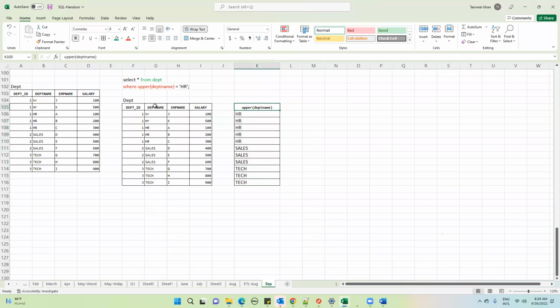Is this disturbing this table? No, it's a new temp table. Is this disturbing the original table? No. Where is it happening? In the temp table. This UPPER(department name) has nowhere disturbed this table. It has taken a copy of it and separately, in his own kitchen, he is performing his task. Is this clear?